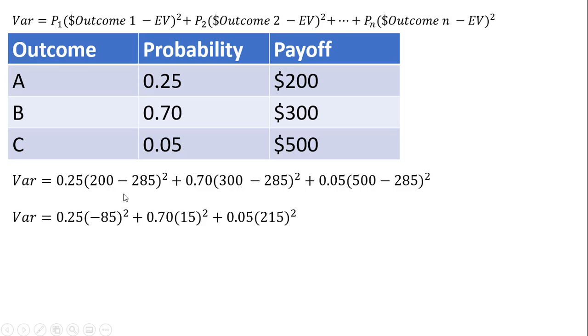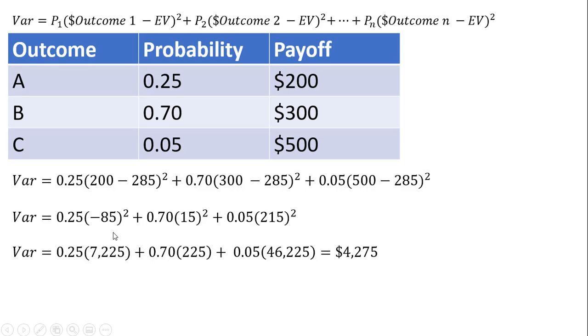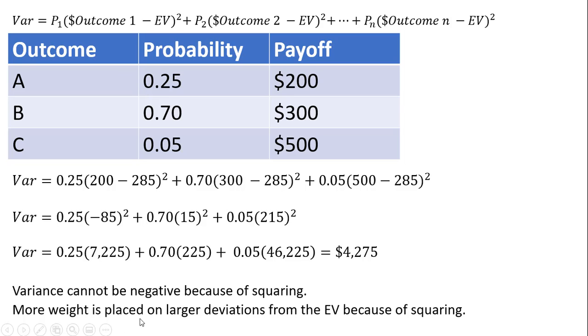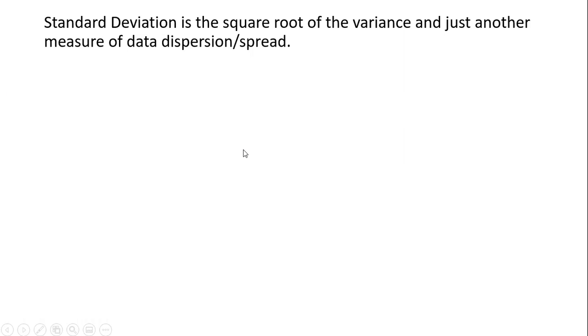So just simplifying here, 200 minus 285 is minus 85, 300 minus 285 is 15, and so on. Squaring those terms in parentheses and solving, we get a variance of $4,275. One thing to note is a variance cannot be negative because of squaring. So this minus 85, that's squared, so we lose the negative. And another thing to note is more weight is placed on larger deviations from the expected value because of the squaring.